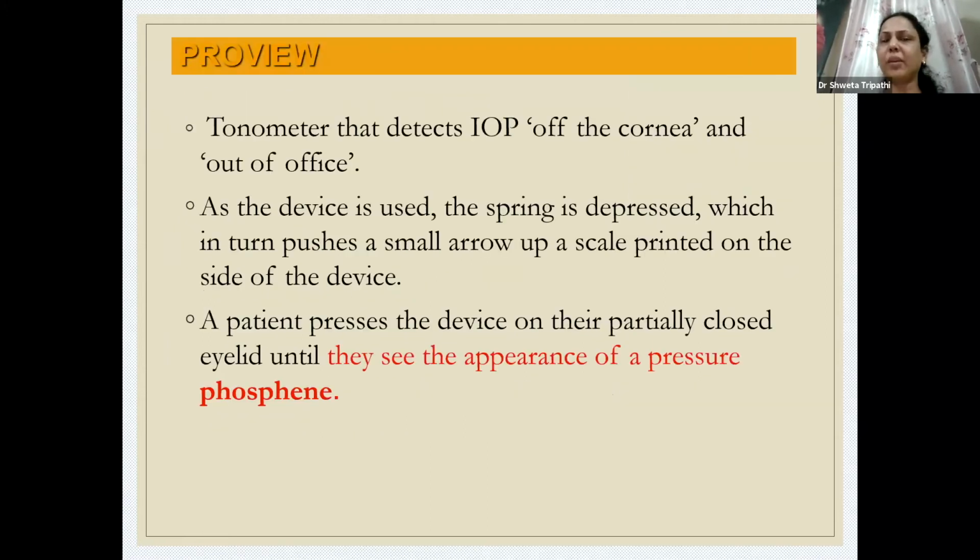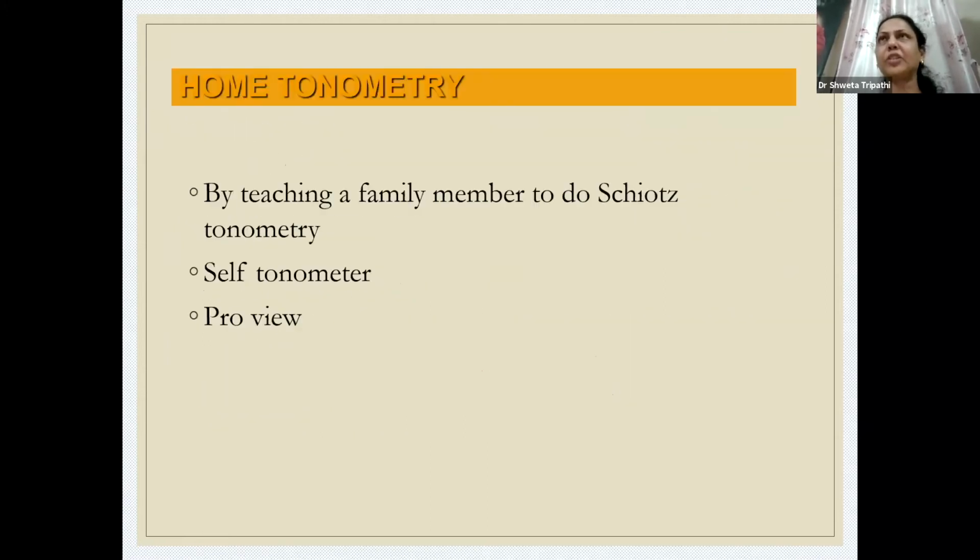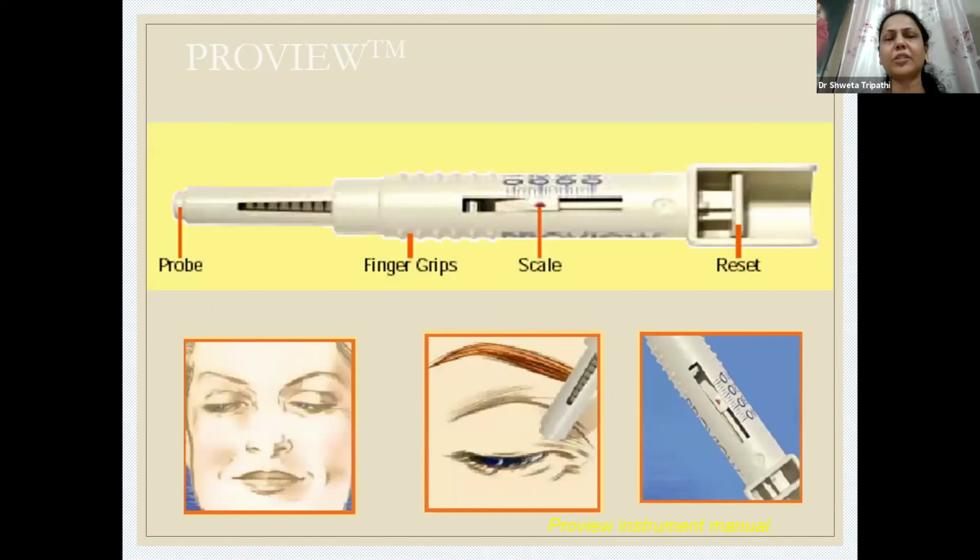ProView is really very important, because you can give this to your patient if they need to do home tonometry. Though it's not very reliable, it helps to get some assessment, especially in cases of keratoprosthesis where we cannot measure the intraocular pressure. This ProView can be helpful for us, which has a scale reading, and the patient appreciates a phosphene, and by the time the scale moves, the pressure can be recorded.